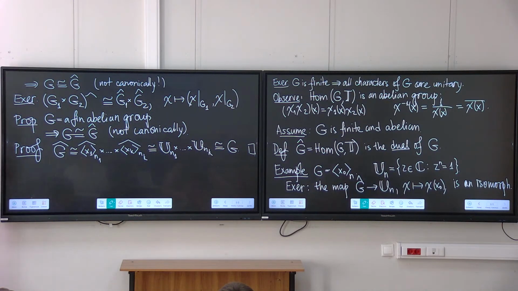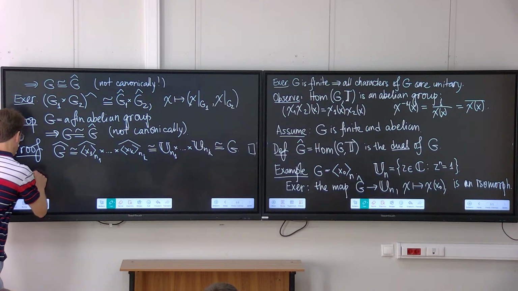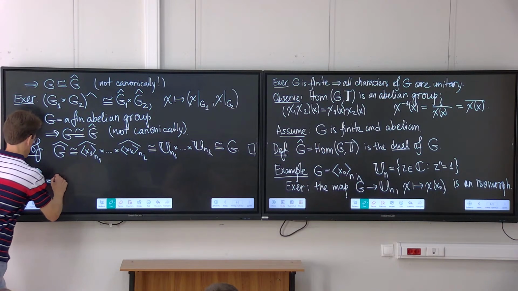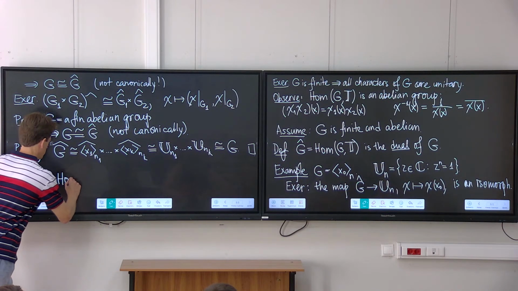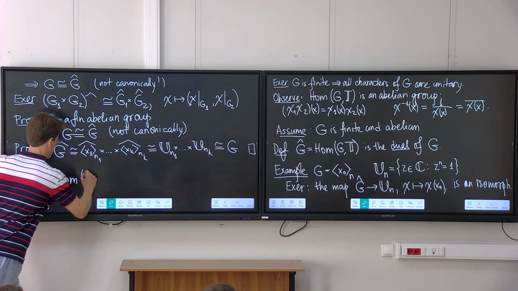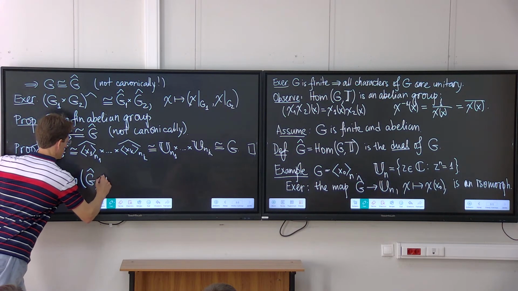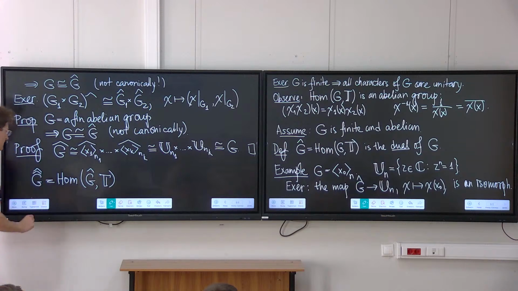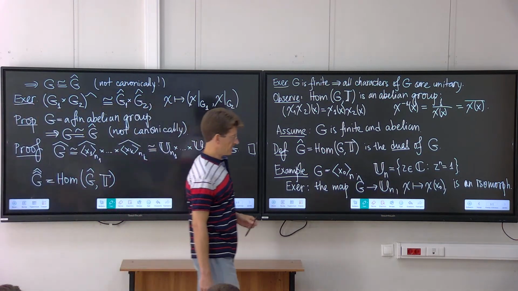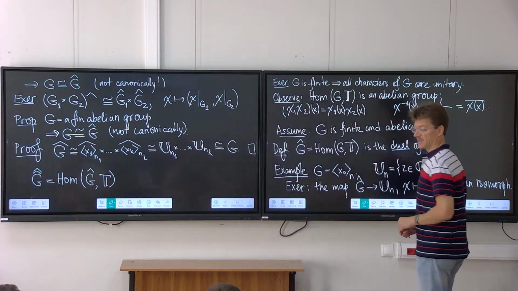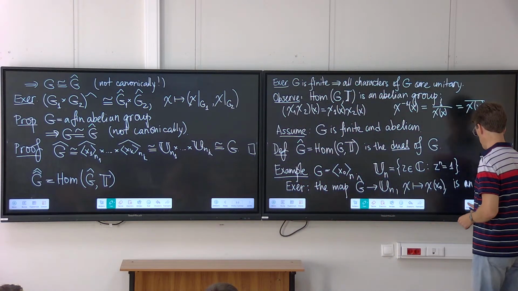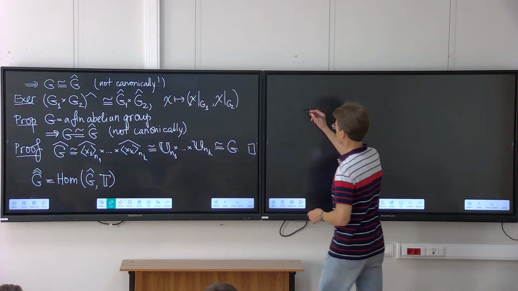Okay, let's now look at the second dual, or the bi-dual group, G double hat. So what's this? Well, we know that G hat is also a finite abelian group. So the dual of G hat is well defined. We denote it by G double hat. It turns out that this group is now canonically isomorphic to G in the following way.